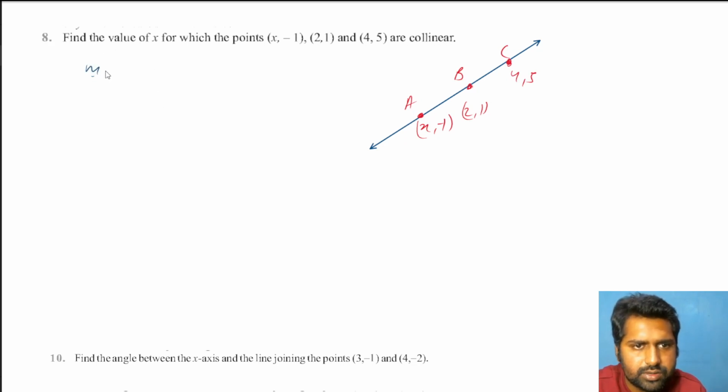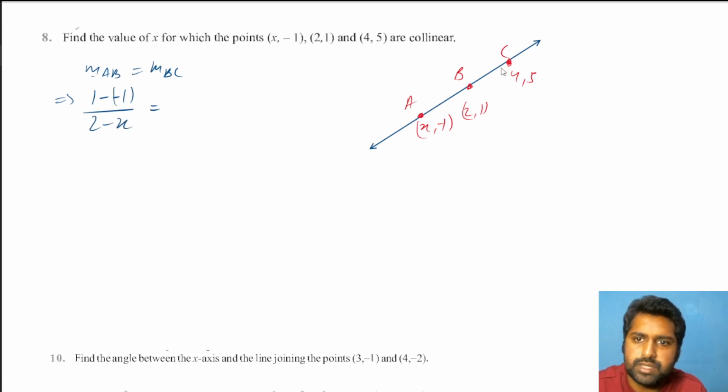So same thing, I'll use slope of AB is equal to slope of BC, because it's a unique line, so it has a unique slope. Means whether I use AB or BC, we'll get the same slope. So from AB, if I use y2 minus y1, 1 minus minus 1 upon 2 minus x is equal to BC. BC is 5 minus 1 upon 4 minus 2.